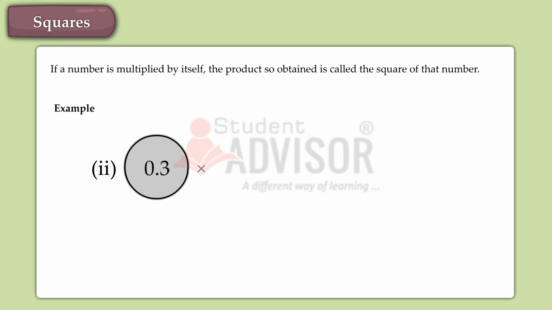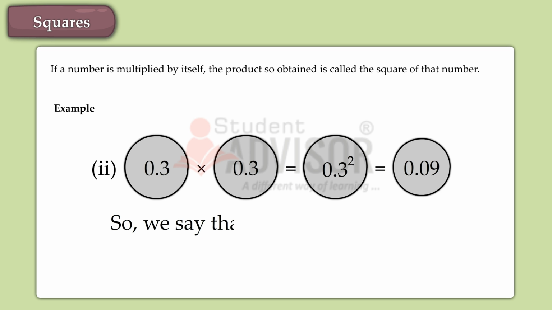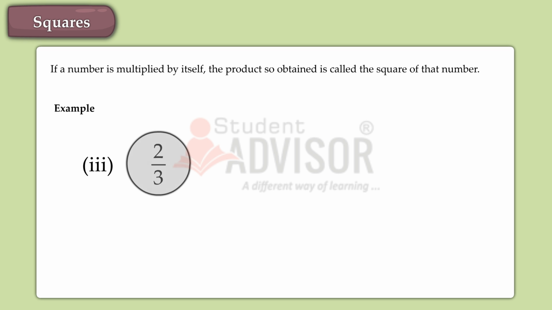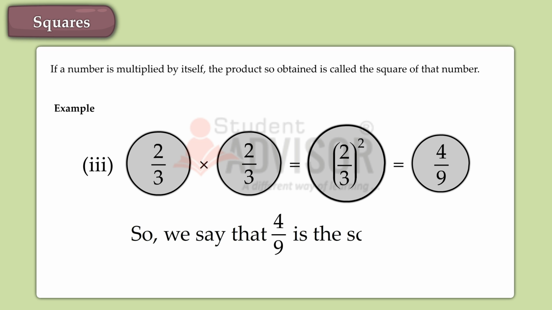0.3 multiply 0.3 equals square of 0.3 equals 0.09. So, we say that 0.09 is the square of 0.3. 2 upon 3 multiply 2 upon 3 equals square of 2 upon 3 equals 4 upon 9. So, we say that 4 upon 9 is the square of 2 upon 3.